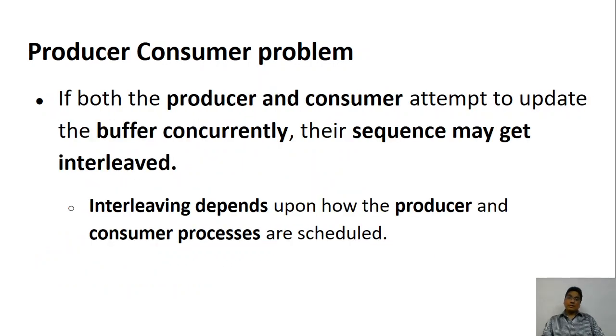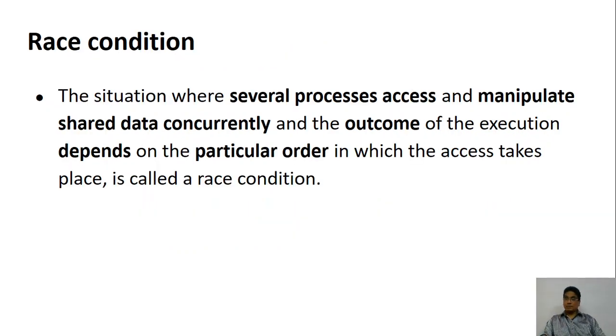Okay, so if the producer and consumer attempt to update the buffer concurrently, their sequences may be interleaved. What is the meaning of interleaved? One is mixing with the other, and what will happen? The result will be wrong. So this is called a race condition.